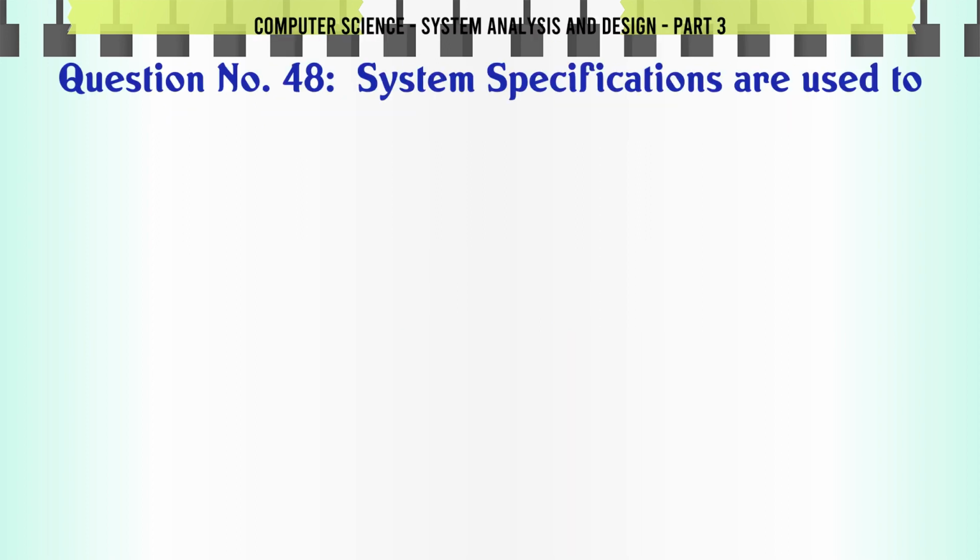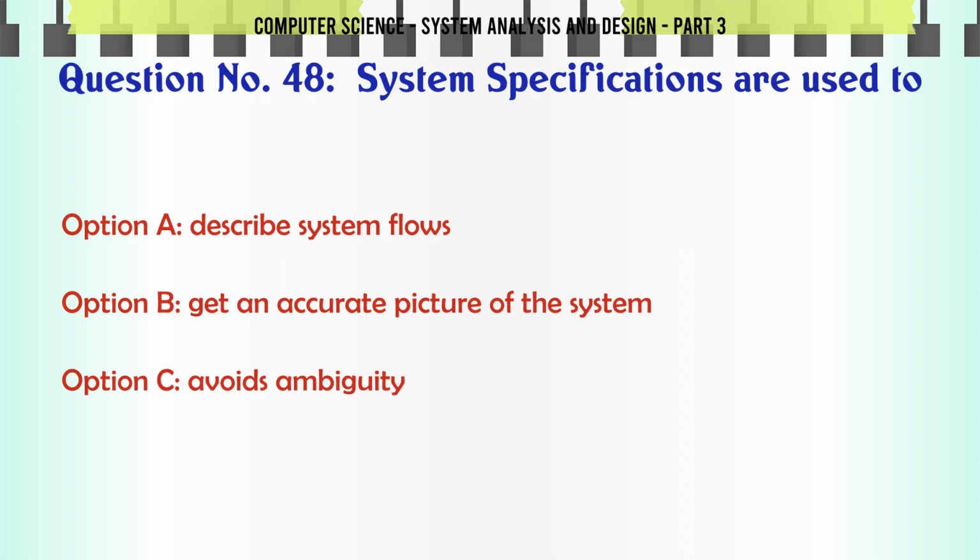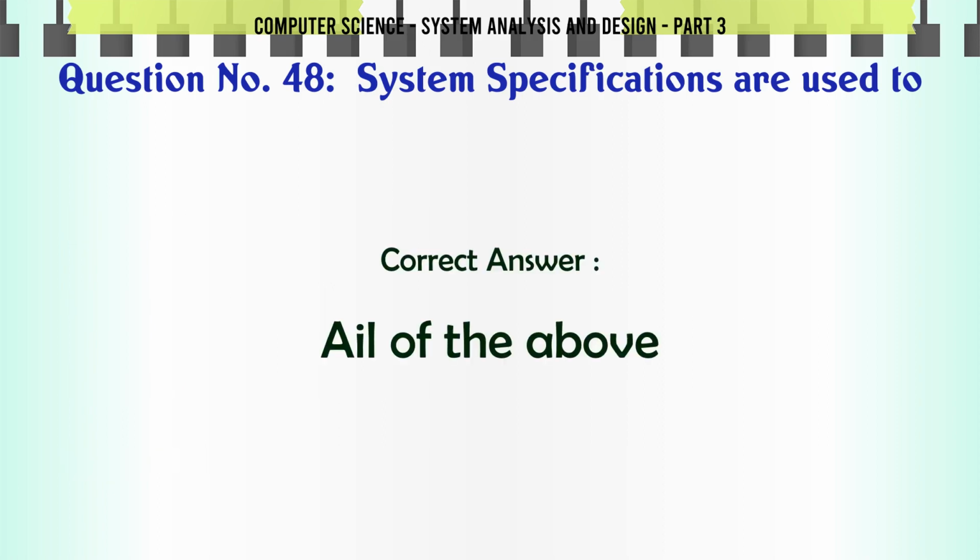System specifications are used to A. Describe system flows. B. Get an accurate picture of the system. C. Avoid ambiguity. D. All of the above. The correct answer is all of the above.